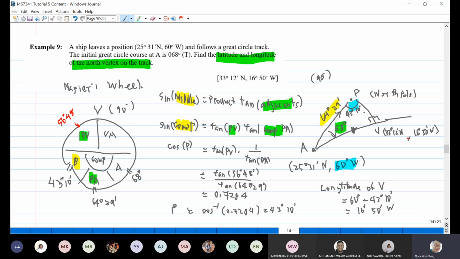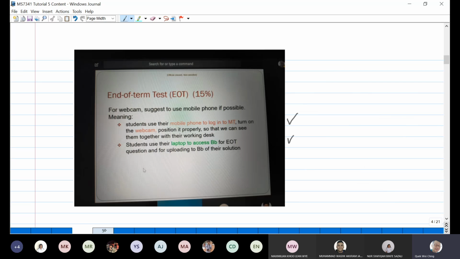Okay, so that is example 9. I finished all the things. Let me explain to you what is actually inside this example. A lot of things are inside this example, right? So I need to answer a few things.